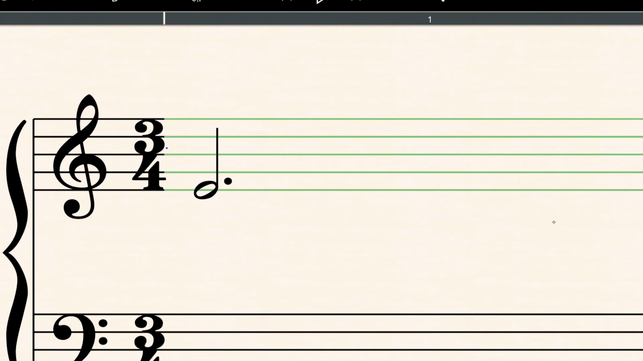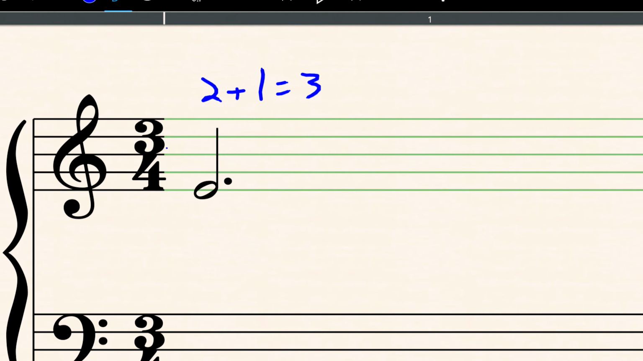Let me explain real quick what the dot actually does. It doesn't always just add 1 beat to whatever it's next to. It actually adds half of the note's value back to itself. So let me explain here. Without the dot, you had 2 beats, right? But with the dot, you're adding half of the note's value back to itself. So what is half of 2? 1, right? And that's why we get 3.